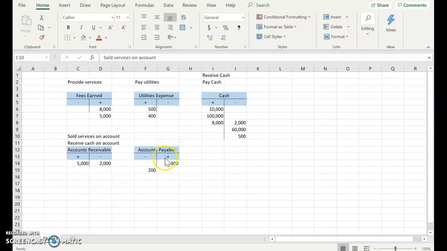Accounts payable, we also expect it to go both ways. We bought supplies on account, for example, so our accounts payable goes up with a credit. But if we paid on account, that means our accounts payable would go down, and it goes down with a debit. So that is why we expect our balance sheet accounts to go up and down, have both debits and credits, but our income statement accounts only to go up. Revenue would go up with a credit and expenses would go up with a debit.